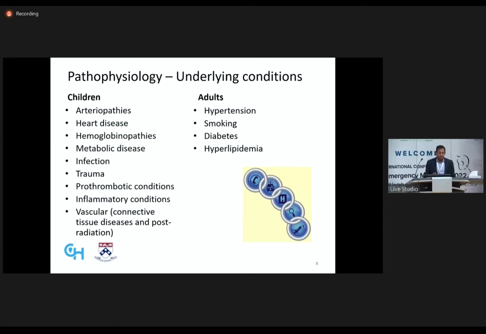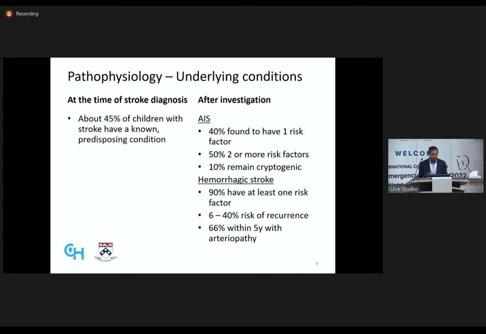So what are the possible underlying conditions? This slide gives you some of the examples. They can be arteriopathies, heart disease, and we're going to talk about many of them more. But as compared to the adults, where we know the predisposing conditions for stroke: hypertension, smoking, diabetes, hyperlipidemia. Fortunately, none of those are present here in children, but they have other predisposing factors. Luckily, not as common as those in adults, but still they are there and they can predispose to stroke sometimes.